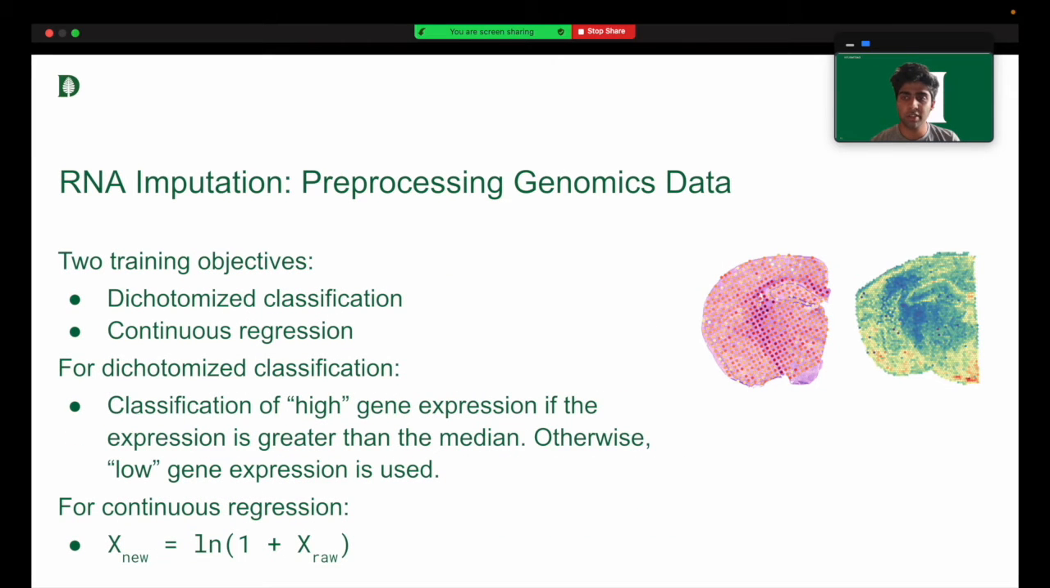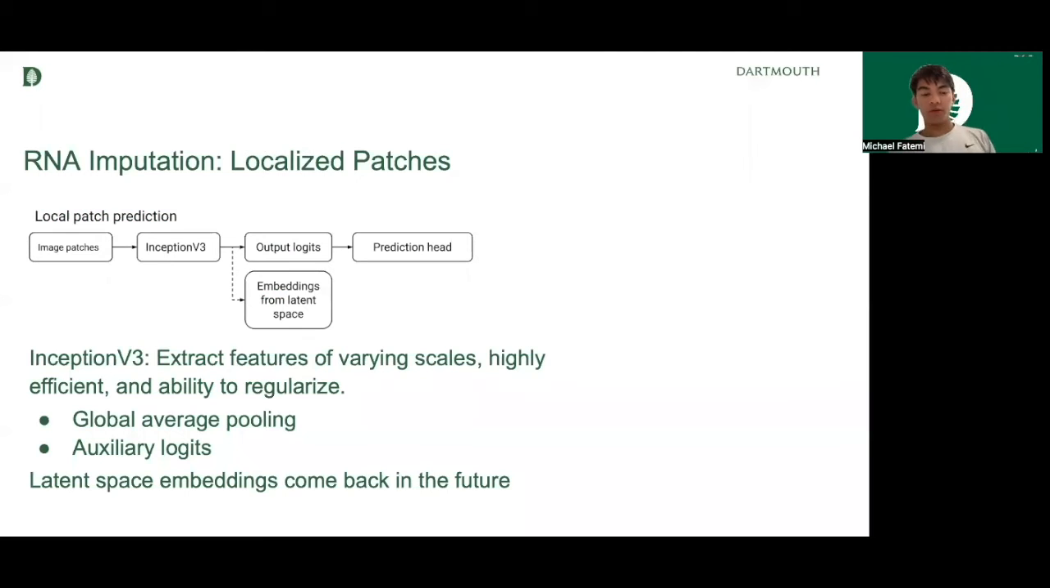We have two training targets. We have a dichotomized training target, which is essentially predicting will the gene expression be high or will it be low. And high is defined as greater than median, low is defined as less than median. And then there's the continuous prediction, which just predicts the log normalized transform of the gene expression. So we can treat the problem of RNA imputation as an image classification or regression problem.